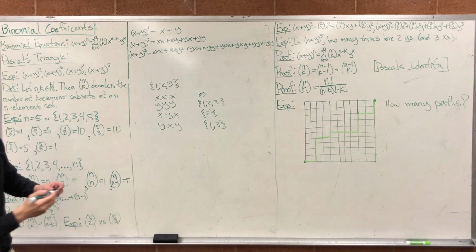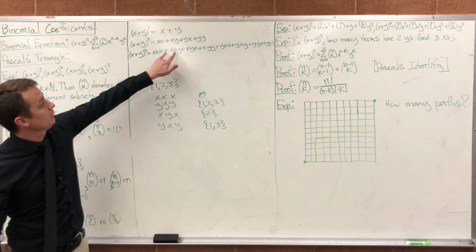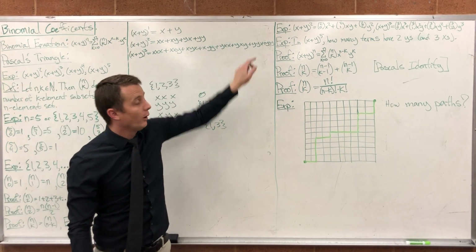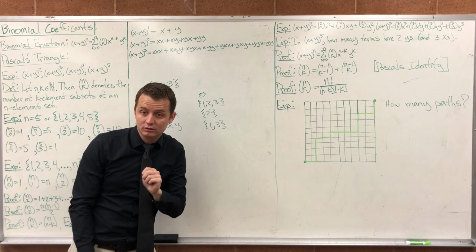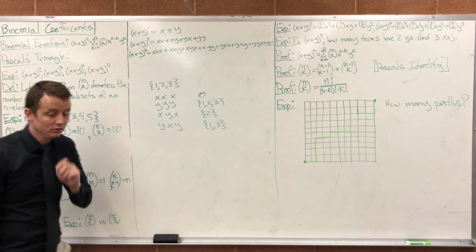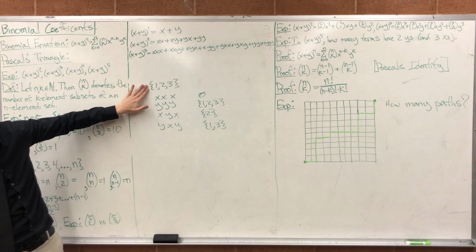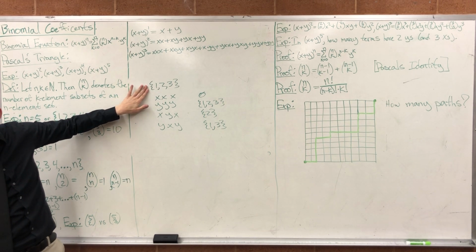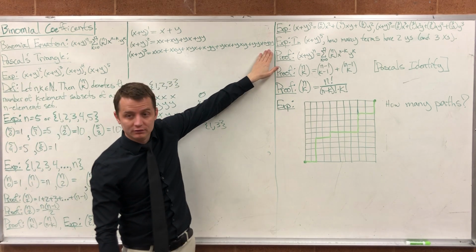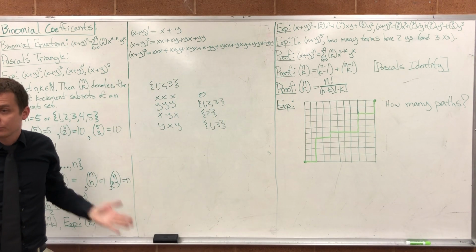So if we do this correspondence, notice that each one of these terms corresponds to one and only one of the subsets of the 3-element set. So there's going to be 8 of these, or in other words, there's going to be 2 to the 3 of them.